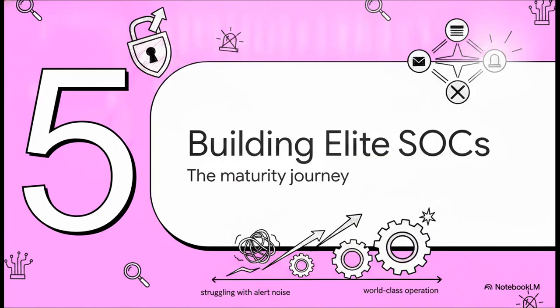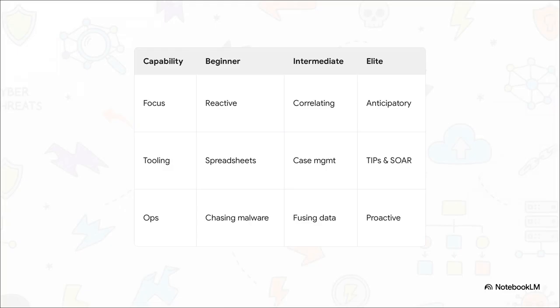Let's look at Section 5, building elite SOC capabilities. How do we progress from struggling with all that alert noise to actually achieving a world-class operation? Let's trace this maturity journey. A beginner SOC? They're highly reactive, they're managing basic feeds and spreadsheets and just chasing known malware. An intermediate SOC steps it up a bit. They start fusing external data and using basic case management.